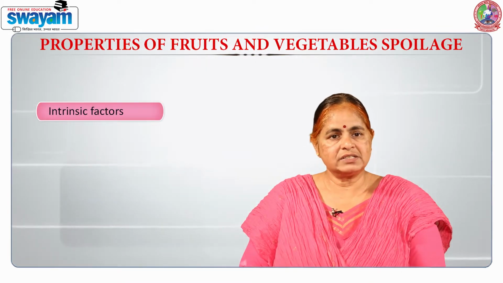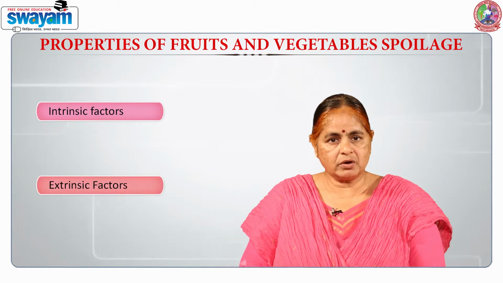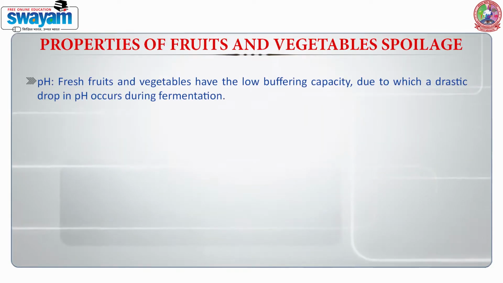There are certain properties of fruits and vegetables which are responsible for their spoilage, and these can be categorized into intrinsic factors or extrinsic factors. Now, let us have a look at what are the intrinsic properties of fruits and vegetables. The first important parameter is the pH. Fresh fruits and vegetables have low buffering capacity, due to which there is a drastic drop in the pH which takes place during the fermentation process.